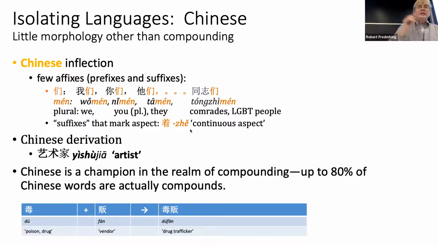Although there's a little bit of morphology, maybe, depending on how you think about things, even though people often think that Mandarin doesn't have any morphology at all. So there are some things that look like maybe they're suffixes.